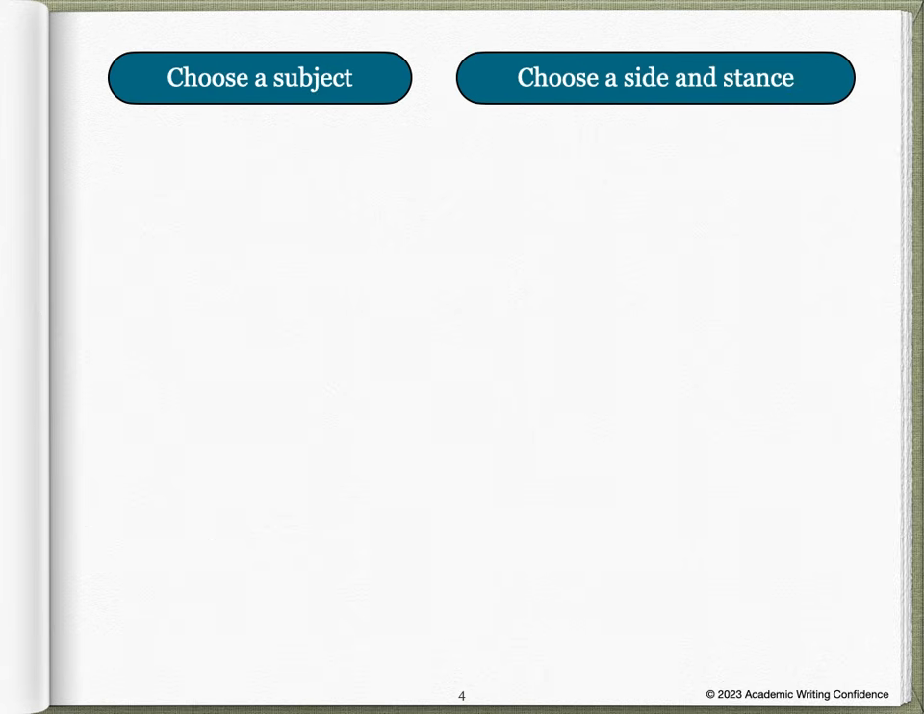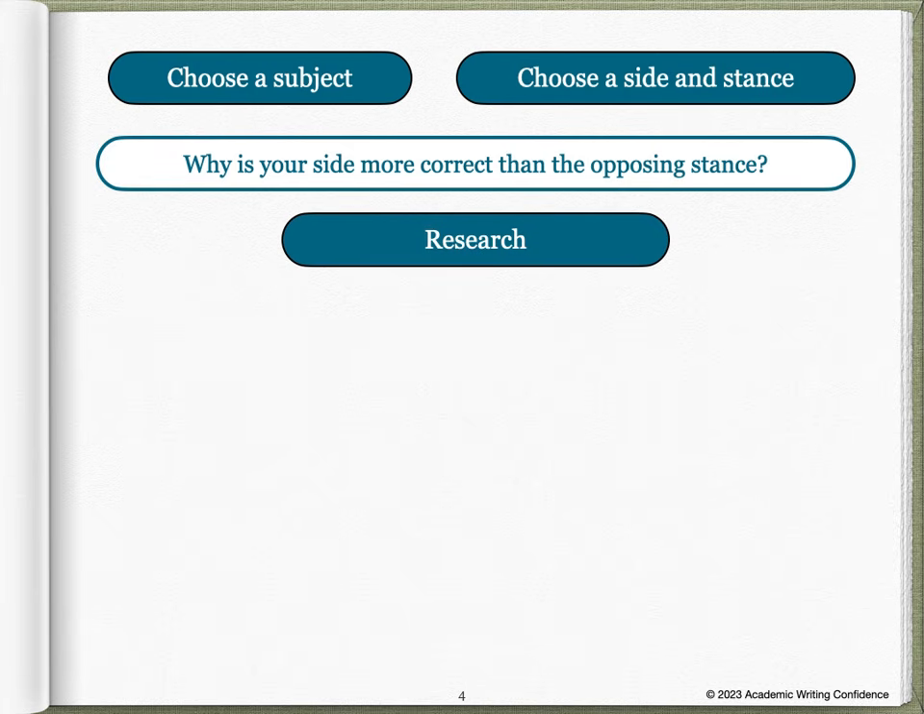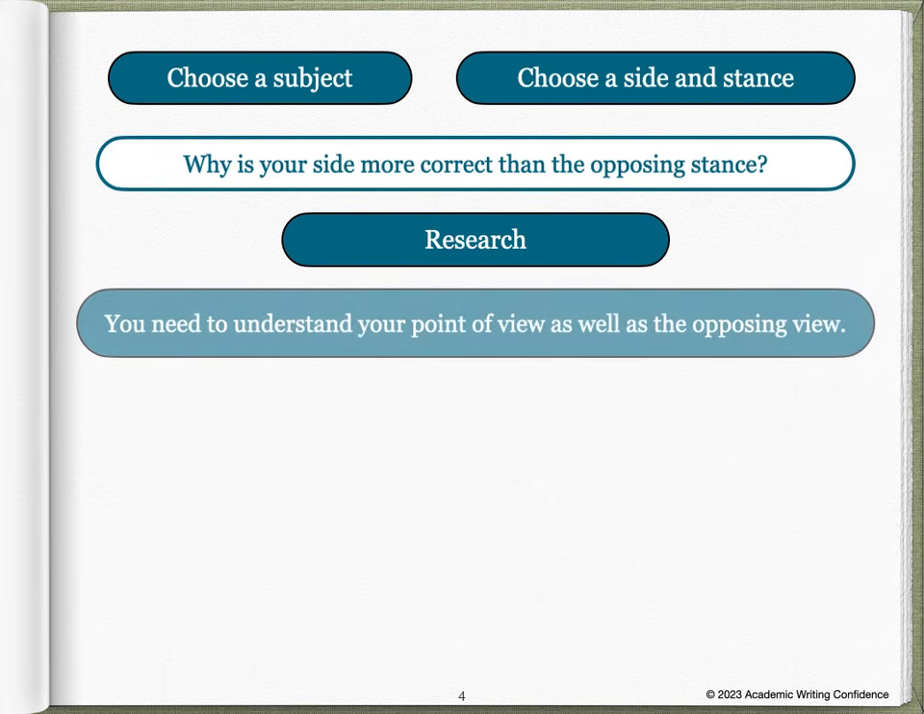So to write a persuasive essay, you will need to choose a subject or a topic. You will need to choose a side and a stance or an opinion about that subject or topic. You need to answer this question: why is your side more correct than the opposing stance or opinion? You will need to research to get information to help answer your question. You do this to be able to understand your point of view as well as the opposing point of view.